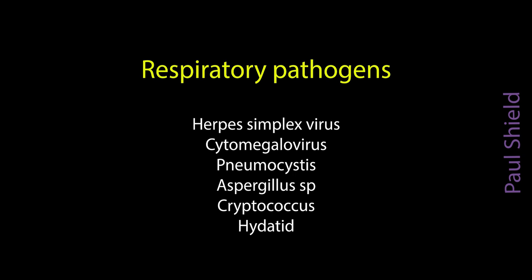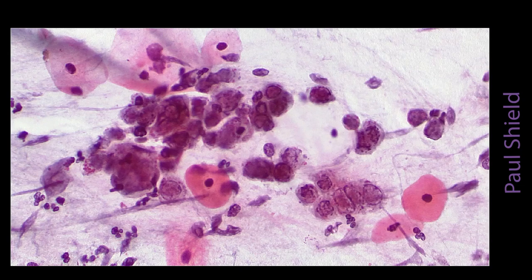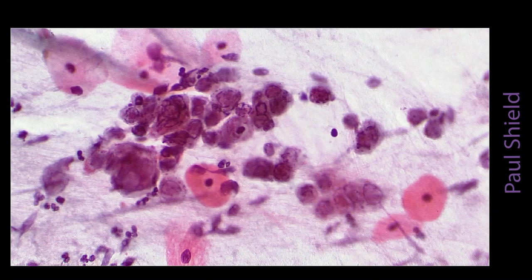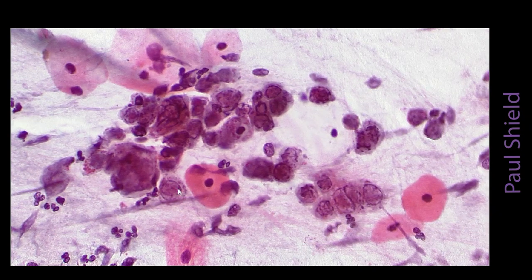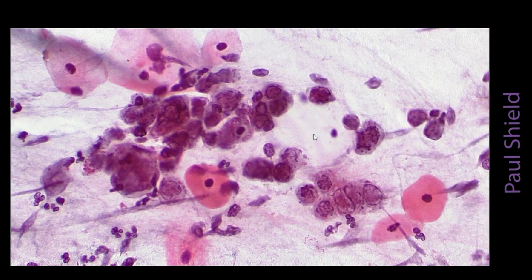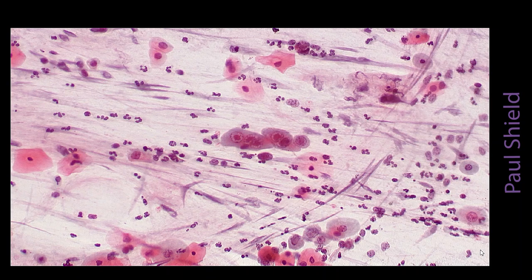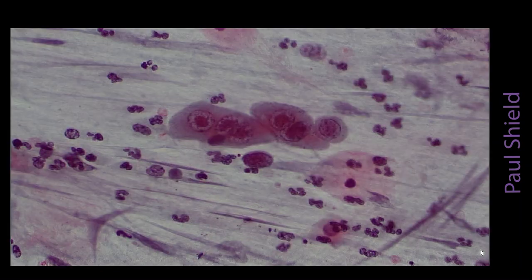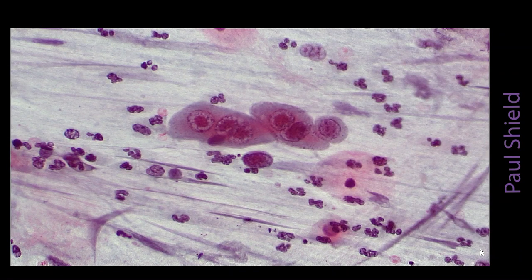looked at in the cervix. This is herpes, and you can see these are cells that are showing margination of chromatin. Over here we've got some moulding and multinucleation, and probably a large inclusion in that one as well. Here's some others in sputum with large eosinophilic inclusions, multinucleation.